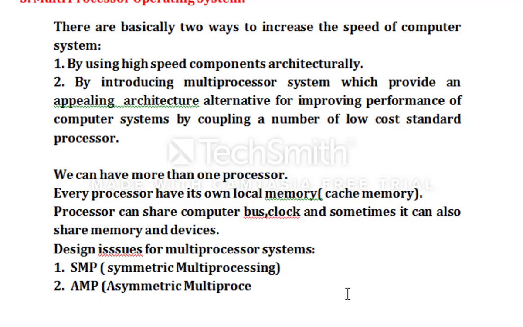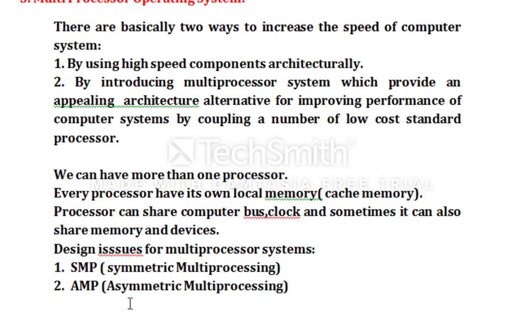Asymmetric multiprocessing means each processor is assigned a specific task. A master processor controls the system, and the other processors either look to the master for instruction or have predefined tasks. So asymmetric multiprocessing means again we have multiple processors, but each processor is assigned an individual or specific task. There is one master processor which controls all the processors, and the other processors either look to the master for instruction or have predefined tasks.